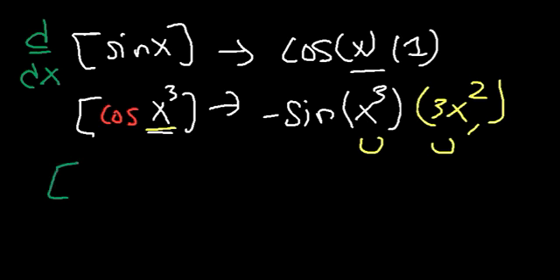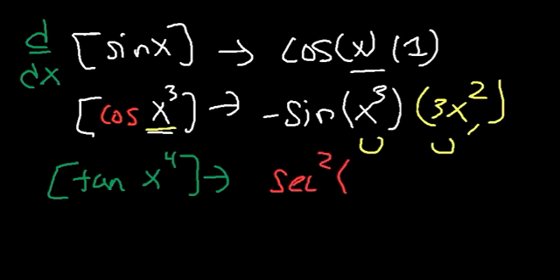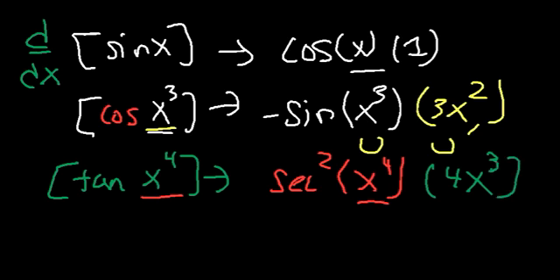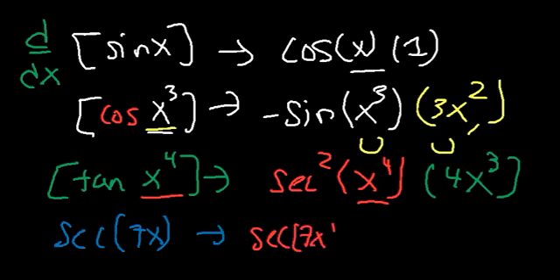So let's say if we wish to find the derivative of tangent x to the fourth. The derivative of tangent is secant squared, and keep the angle the same, so x to the fourth. Then differentiate the inside. The derivative of x to the fourth is 4x cubed. So now let's say if we want to differentiate secant 7x. The derivative of secant is secant tangent, so secant 7x tangent 7x, and then differentiate the 7x part, which is just 7.